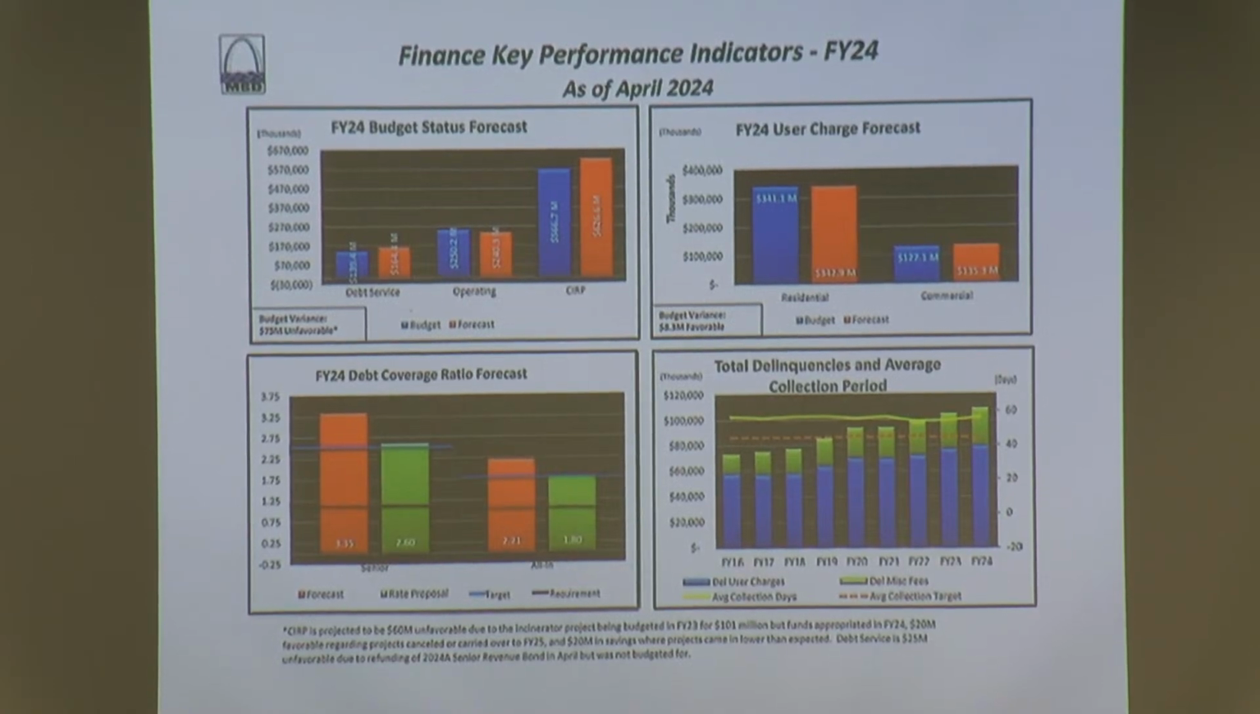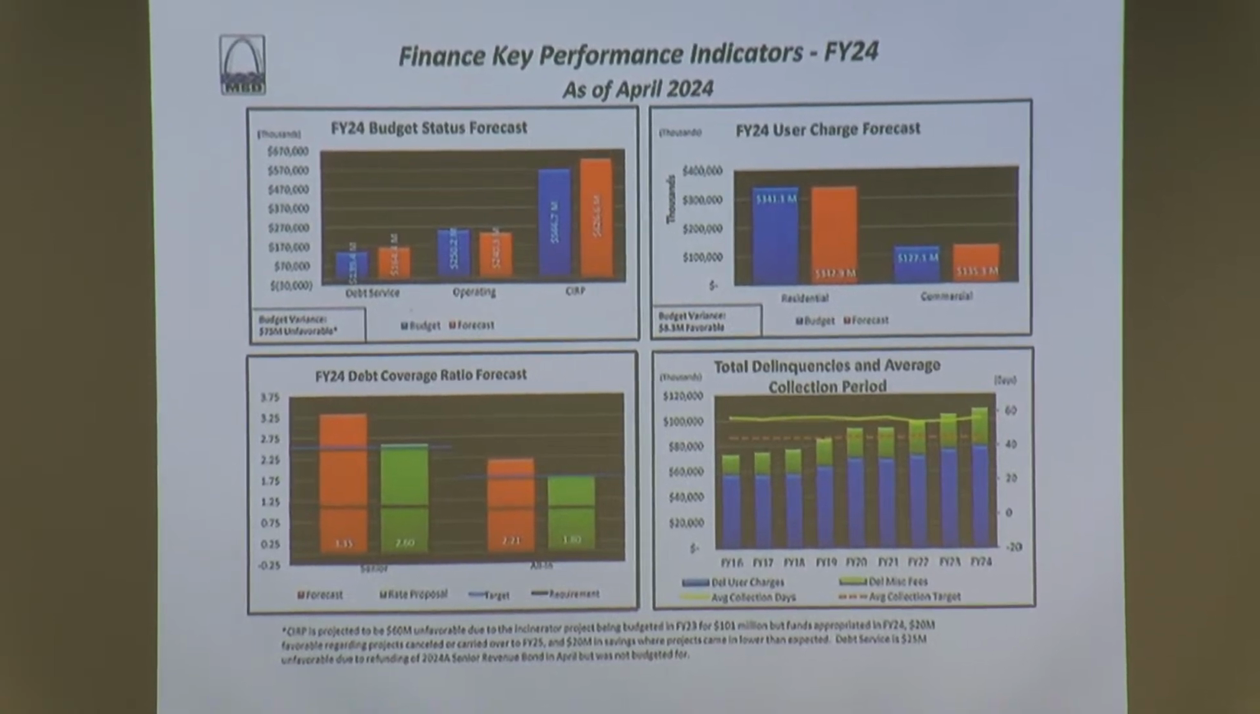Okay, moving down to the lower left-hand chart, which shows the FY24 debt coverage ratios. As you can see by the graphs there, our forecasted senior ratios are exceeding our rate proposal ratios, and we're also exceeding the targets that we have set as well. The same thing for our all-in debt, which is our senior debt plus our subordinated debt. We are projected to exceed both the required targets in our bond covenants, as well as what was in the rate proposal.